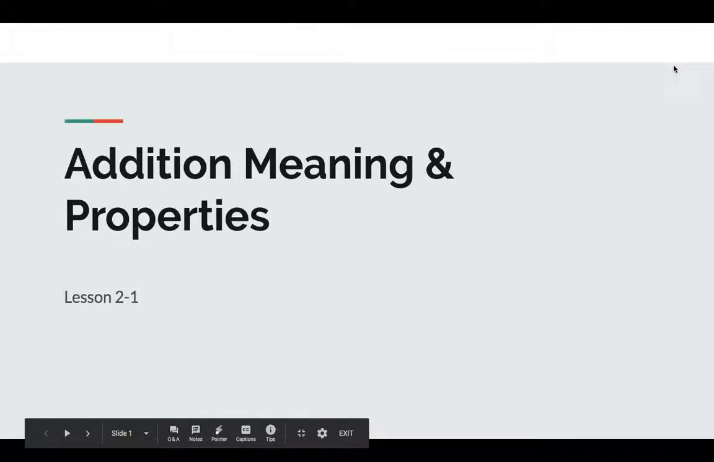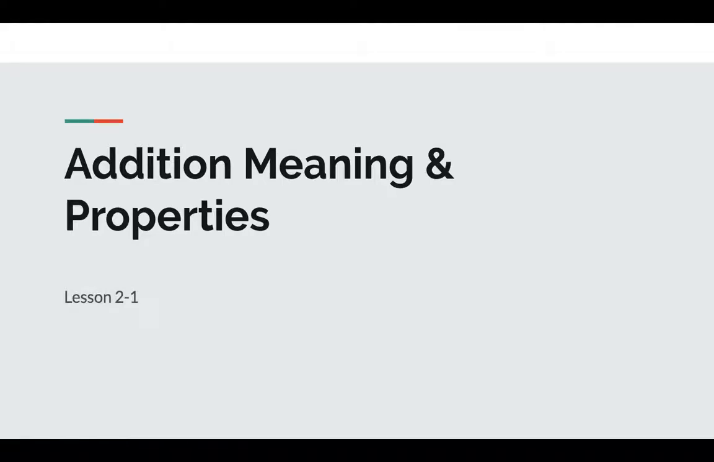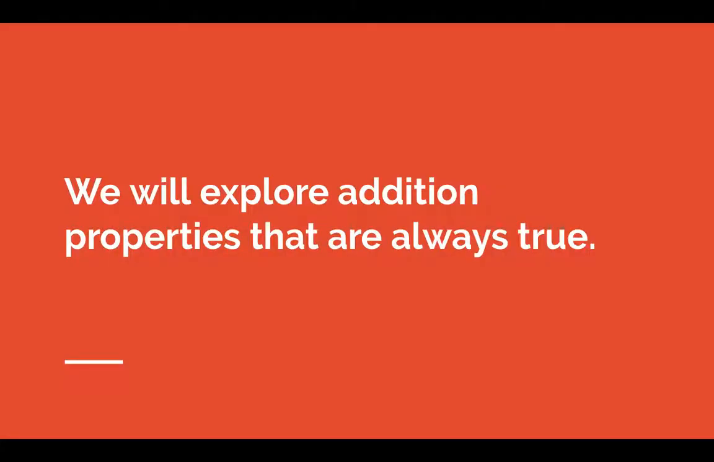In this video, we're going to explore addition meaning and properties. So we will explore addition properties that are always true. By the end of the video, there's 3 properties, the associative, commutative, and identity property that you should be able to identify and use when you are adding.